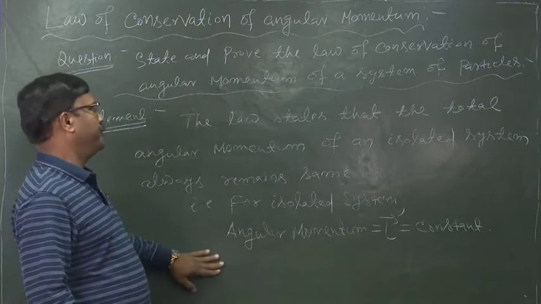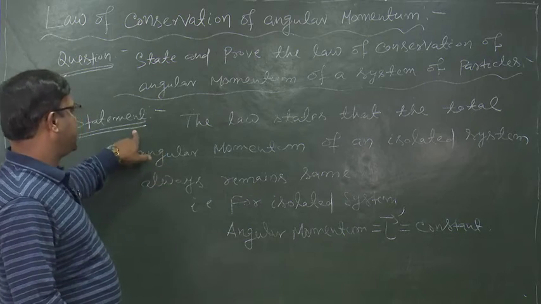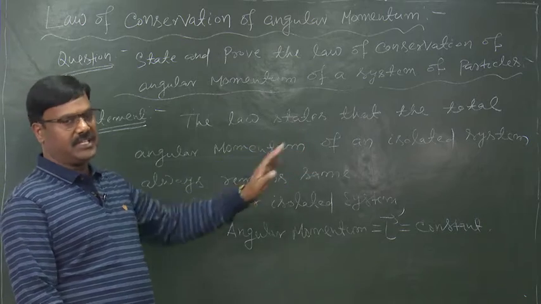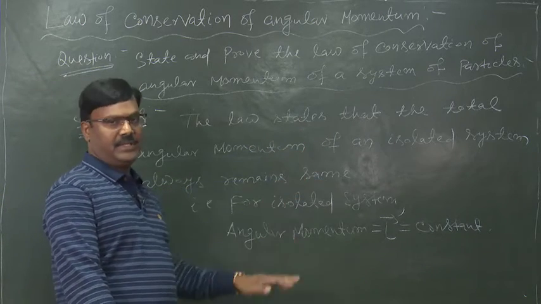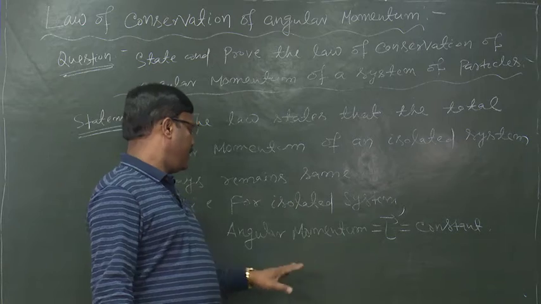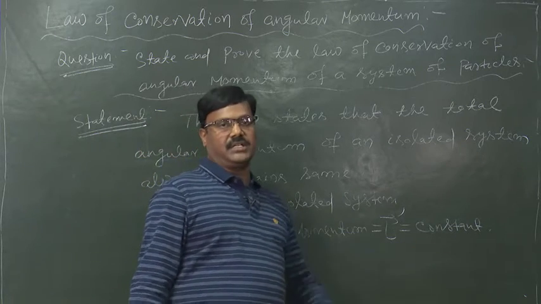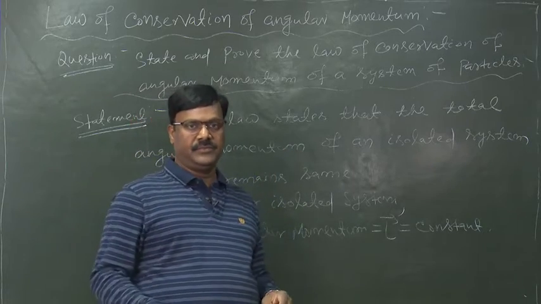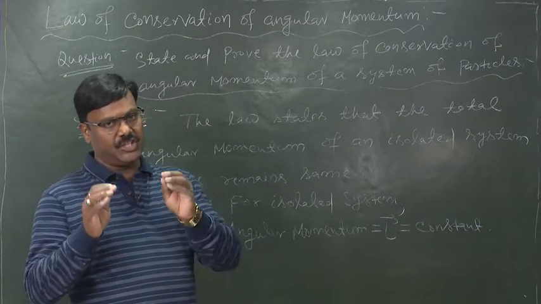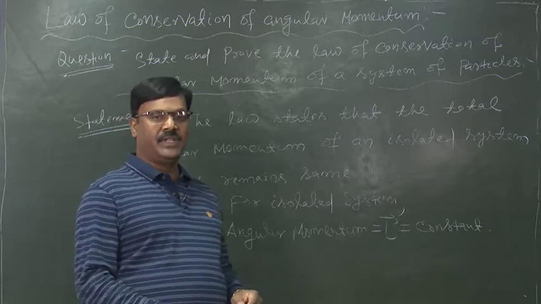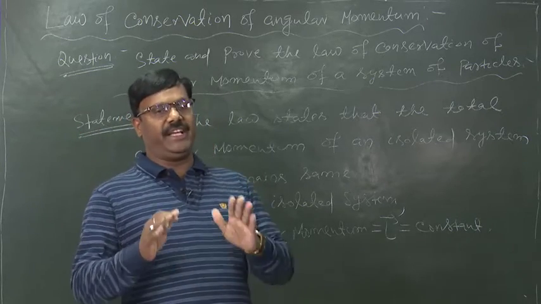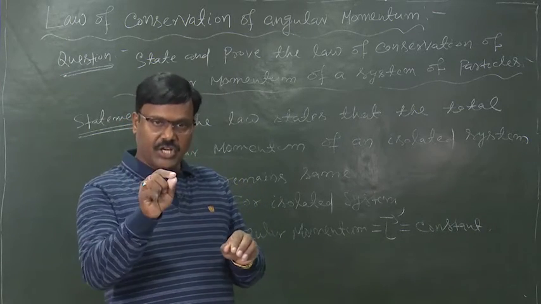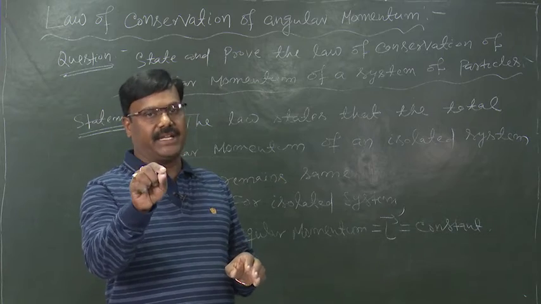Now, we have to prove this. So, the statement is like this: the law states that the total angular momentum of an isolated system always remains the same. That means, for an isolated system, angular momentum is equal to constant. And to prove this, what we have to do? Let us consider a system of particles. Let that system consist of an extremely large number of particles, and let us consider only the ith particle of the system.